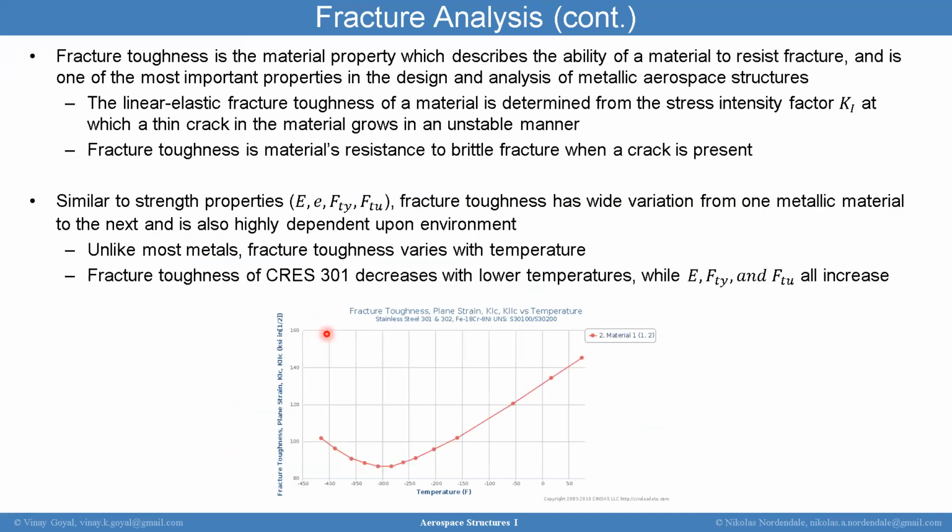The fracture toughness is a material property which describes the ability of a material to resist fracture and is one of the most important properties in the design and analysis of metallic structures. The linear elastic fracture toughness of a material is determined from the stress intensity factor K1 at which a thin crack in the material grows in an unstable manner. Fracture toughness is a material's resistance to brittle fracture when a crack is present.